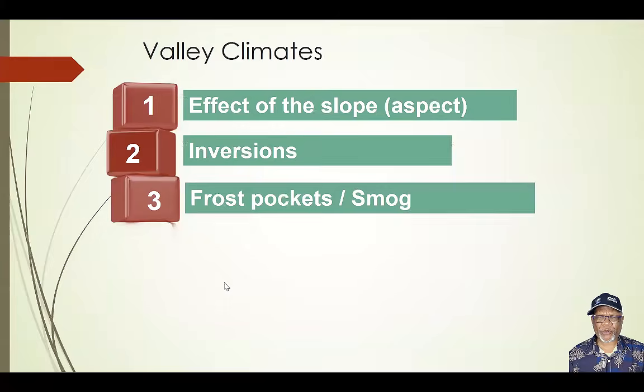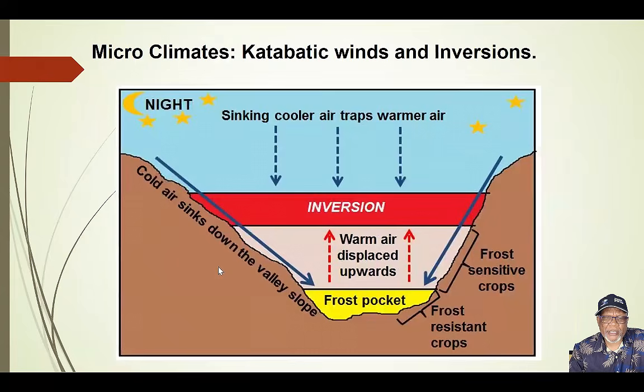We're done with that. Now we're looking at what we call microclimates. Microclimates are simply the climates that affect smaller areas. What are we looking at now? We're looking at valley climates. What do we have there? We have what we call katabatic winds.